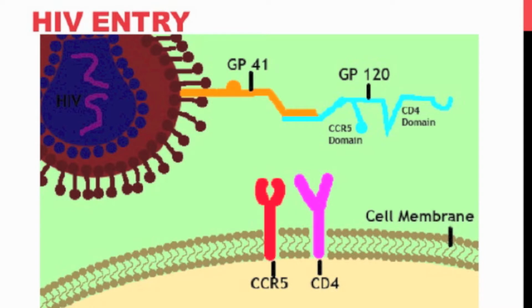In order for HIV to infect a cell, a few things must happen first. The CCR5 domain and the CD4 domain, found on GP120, must bind and transform to the CCR5 receptor and the CD4 receptor found on the cell membrane. Once this occurs, GP41 pierces the cell and the viral RNA is inserted into the cell.